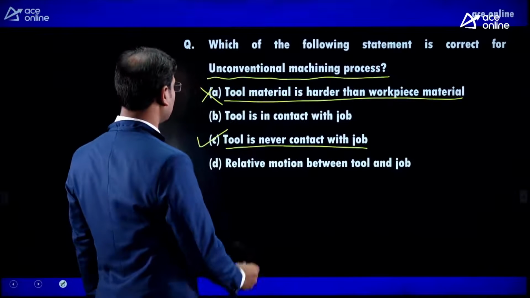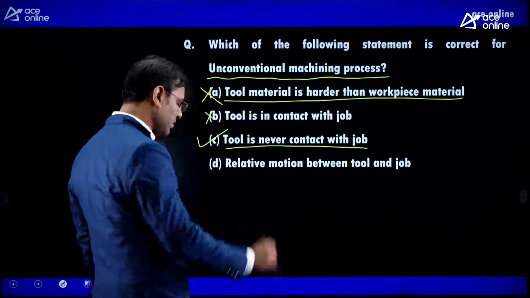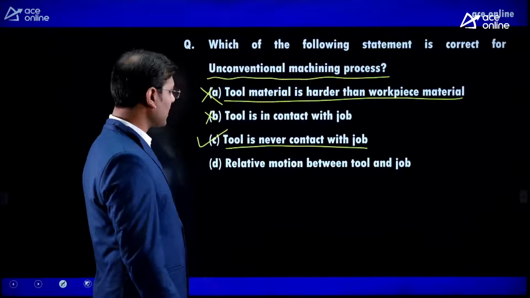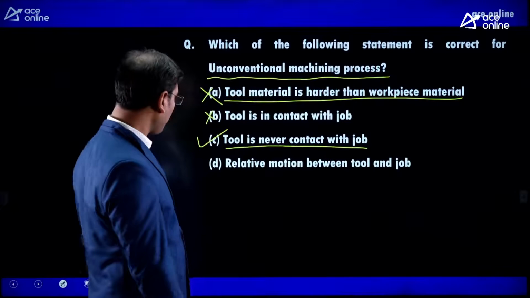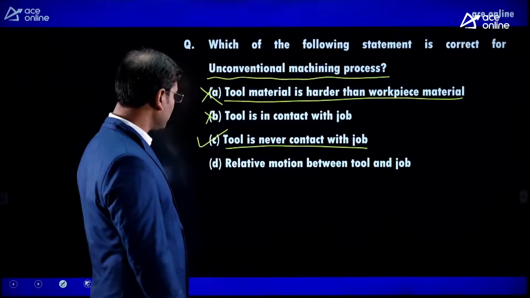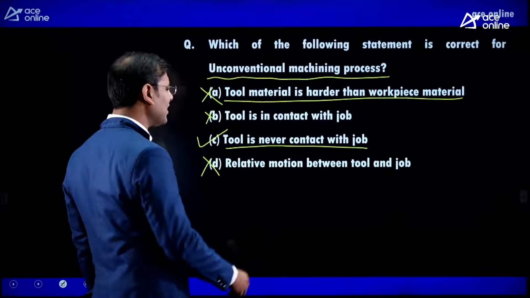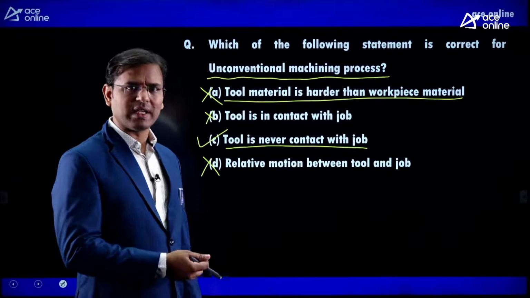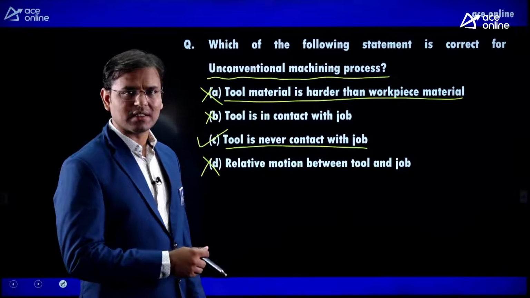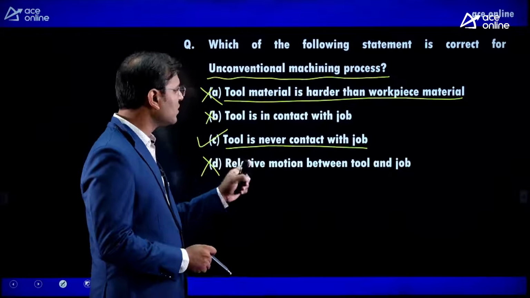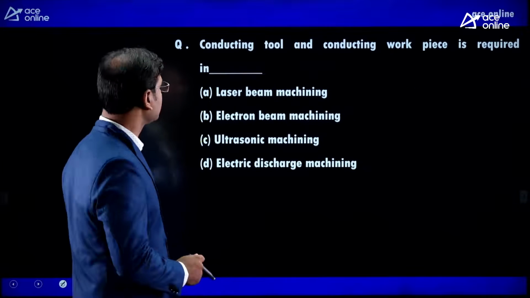Tool is in contact with the job. In all machines, lathe machine, shaping machine, drilling machine, milling machine, the tool is in contact with the job. Next, tool is never in contact with job. The relative motion between the tool and job is also here. Just see, in EDM it is there. In ECM also it is there. But not in all methods. It's the correct option: the tool is never in contact with job.